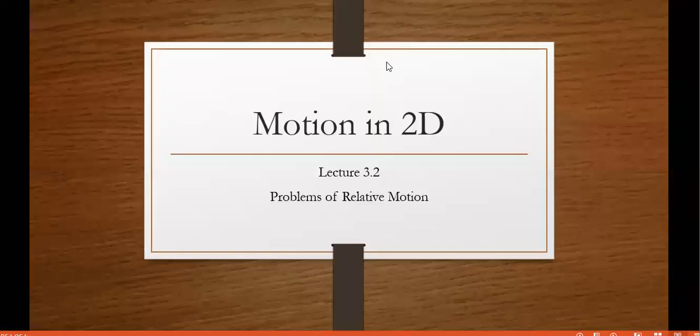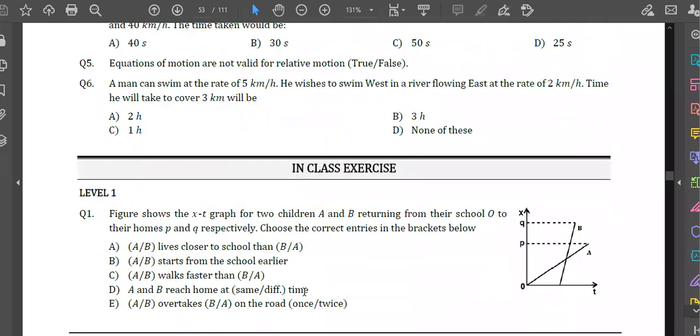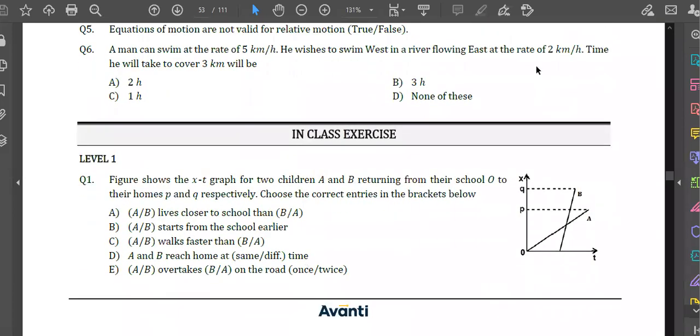Okay, everyone. So we'll discuss the application of what we have studied and we'll solve some more problems. Ready? Okay. So start with this first problem. Just go through this first problem.